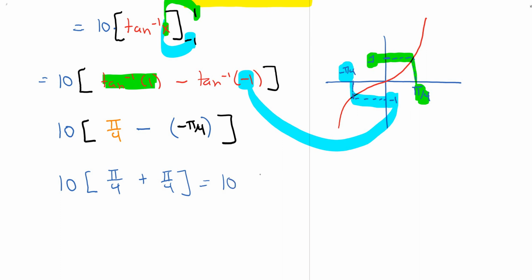And pi over 4 plus pi over 4 is 2 pi over 4. And then 10 times 2 is 20, and 20 divided by 4 is going to be 5. So this will be a 5 pi for my average value. Okay, so there's my average value.